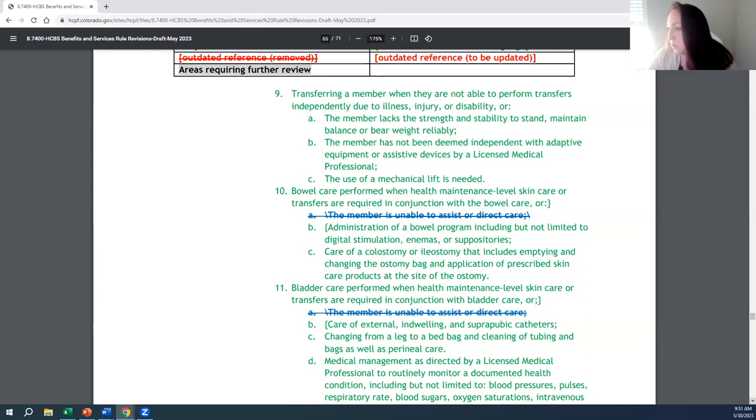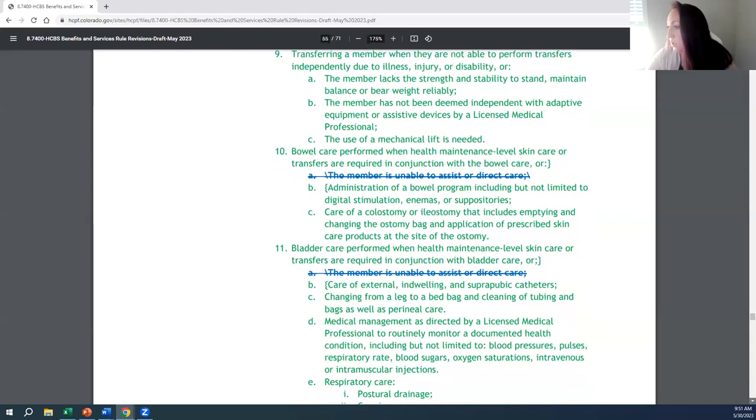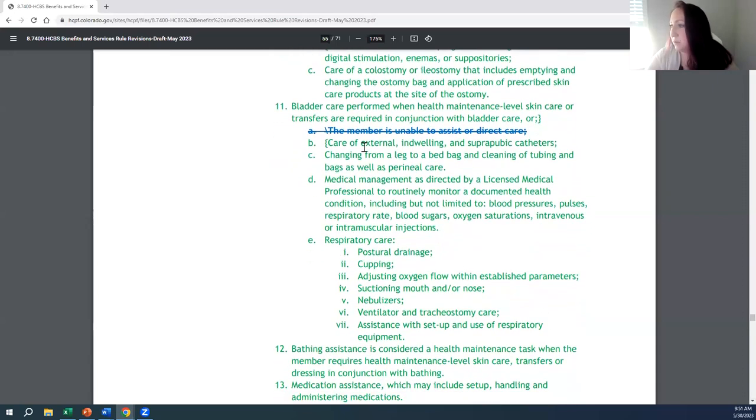11, bladder care performed when health maintenance level skin care or transfers are required in conjunction with bladder care, or the member is unable to assist or direct care has been removed. B, care of external, indwelling, and suprapubic catheters. C, changing from a leg to a bed bag and cleaning of tubing and bags, as well as perineal care. D, medical management as directed by a licensed medical professional to routinely monitor and document health conditions, including but not limited to blood pressures, pulses, respiratory rates, blood sugars, oxygen saturations, intravenous or intramuscular injections.